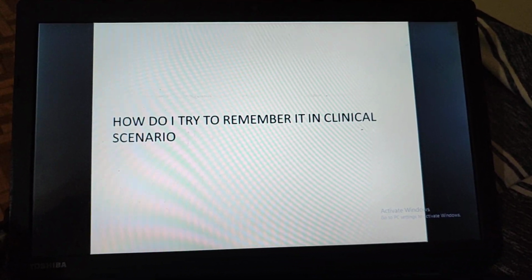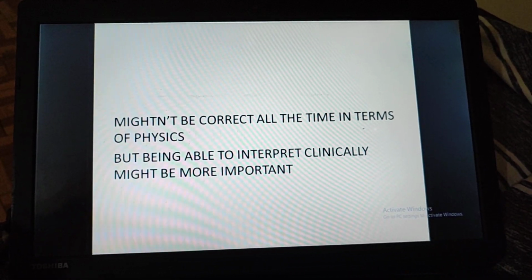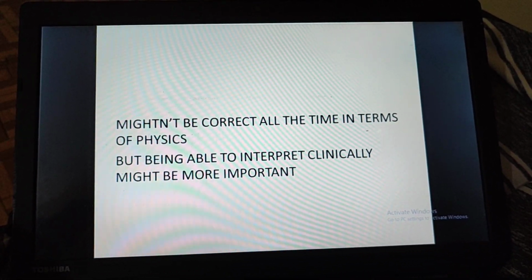I'm not trying to be exact in physics, and what I say might not be correct all the time in terms of physics, but being able to interpret clinically is the more important part.